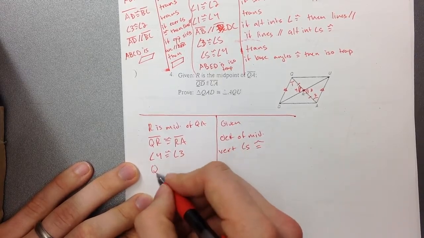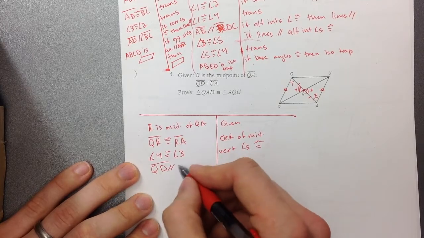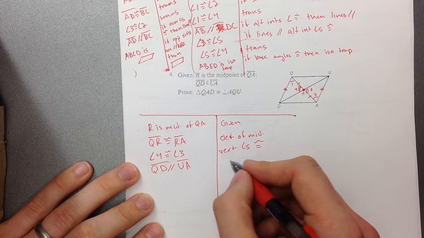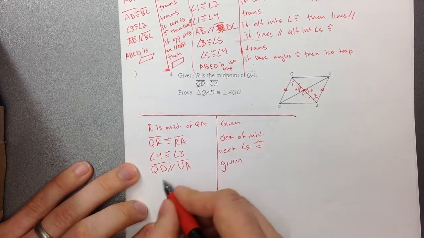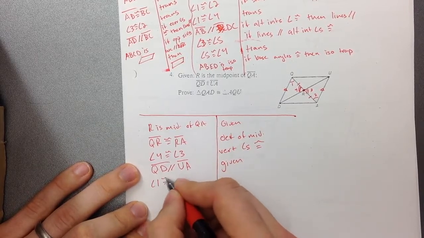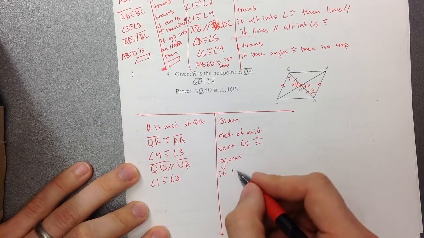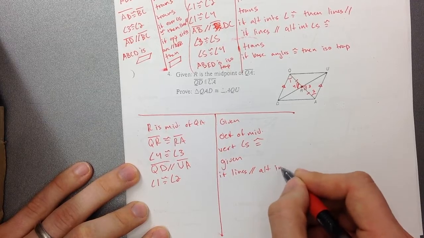I'm then going to use my parallel lines here to get my last angle. Line QD is parallel to line UA, and that's going to be given. The next thing I've got is my angles. So angle 1 is congruent to angle 2 if lines parallel, alternate interior angles are congruent.